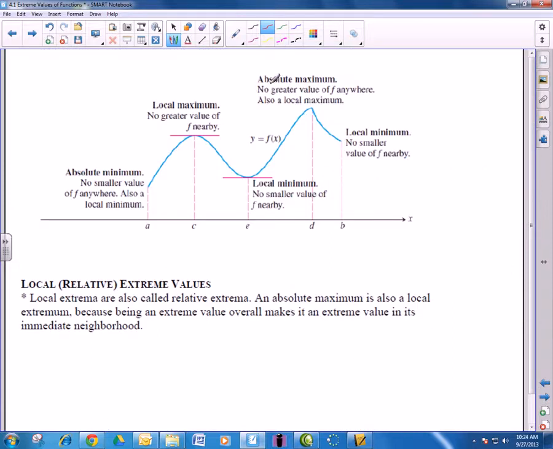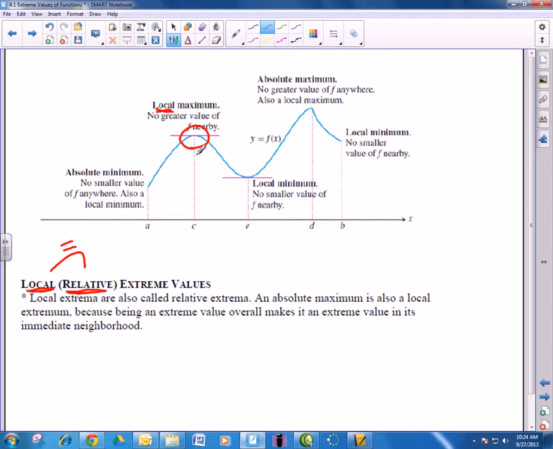If we look at this example, there's all sorts of stuff going on here, but in this example, we're looking at what is a relative, or also called a local. So relative and local, they mean the same thing, extreme values. So looking at this, first of all, this point right here is a maximum. More specifically, it is a local maximum.